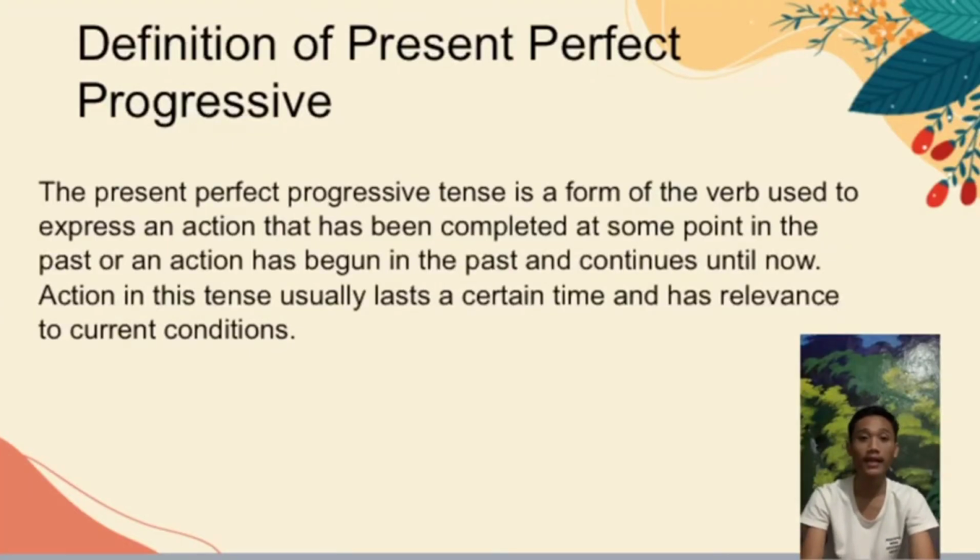Okay, today I'm gonna explain the definition of present perfect progressive. The present perfect progressive tense is a form of the verb used to express an action that has been completed at some point in the past, or an action that has begun in the past and continues until now. Action in this tense usually lasts a certain time and has relevance to the current condition. And so, that's all about my material.